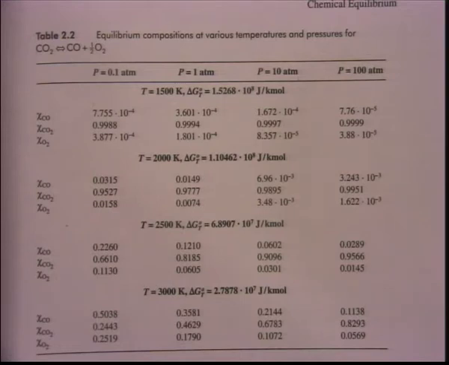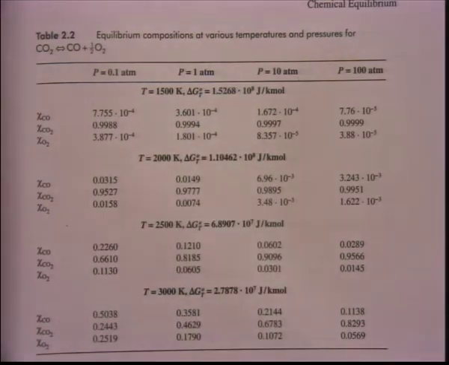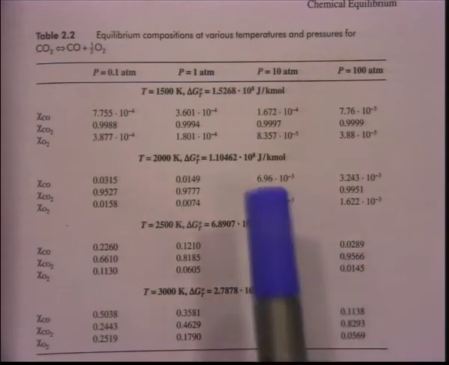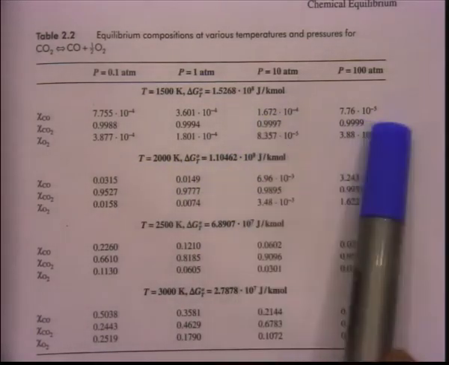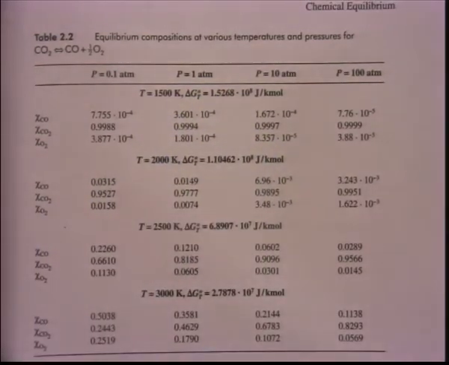Now, let us just talk about one particular pressure, maybe pressure at 1 atmosphere. We are not looking at the other pressure values right now. So, at pressure of 1 atmosphere, these are the mole fraction values: mole fraction of CO, mole fraction of CO2, mole fraction of O2. We see all these. How did we get all this? Because temperature is 1500 Kelvin. At that temperature, we have a delta GT naught of 1.5268 into 10 to the power 8 joule per kilomole, whatever that number is.